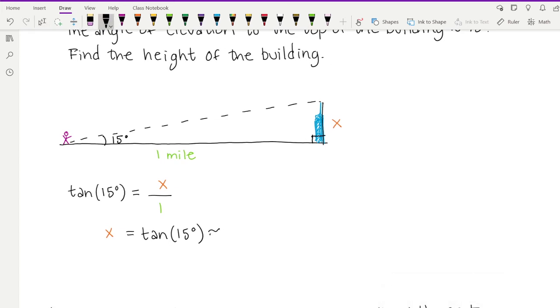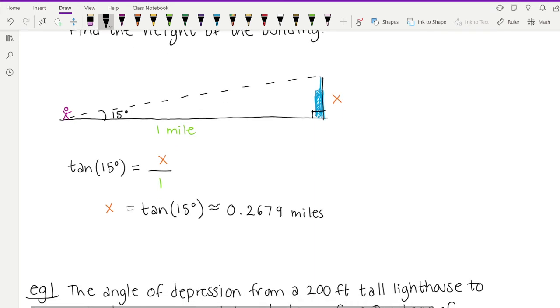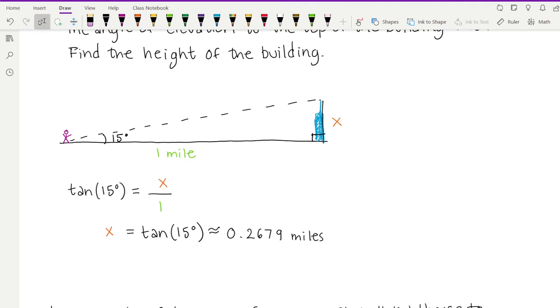I'm going to keep a few more decimal places than I did on the last one. So if you type tangent of 15 degrees into a calculator, you should find it's about 0.2679. And what were our units again? They were miles. So that's kind of a weird unit, right? If someone tells me a building is 0.2679 miles, I feel like that doesn't really mean much to me.